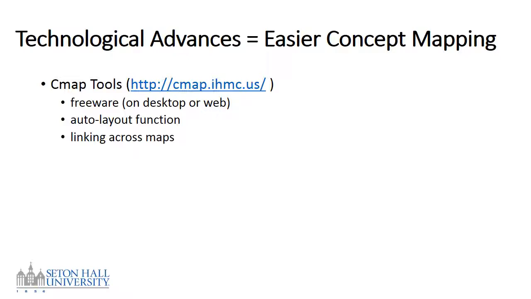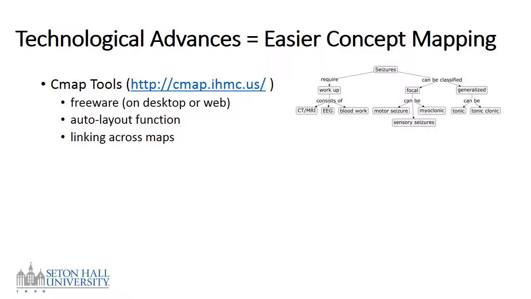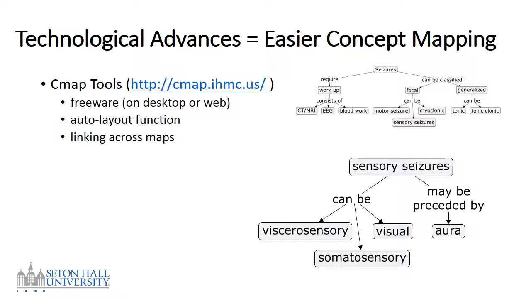CMap Tools also allows for linking across maps, and this can reduce the complexity of the map. What this means is that if you have a concept that itself might be at one of the sub-levels of the concept of seizures, for example, you could link to another map where that concept would be at the top of the hierarchy. So you can link across concepts. Here is an example. Say that we have seizures at the top, and one type of focal seizure could be a sensory seizure. Then we could click on that and link to this other map that describes sensory seizures.